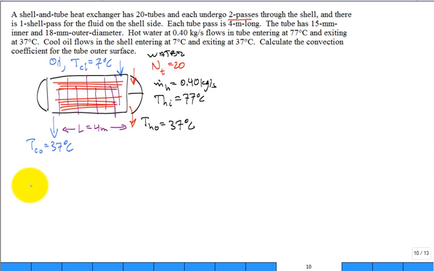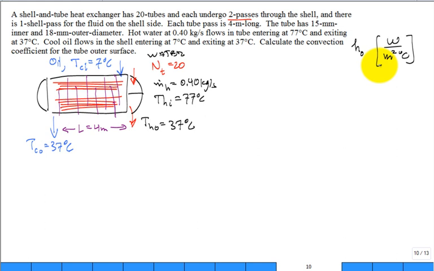So first questions first, what symbol and what expected units for my answer? So we want to calculate an h, but it's on the tube outer surface, so any subscripts on that h? h_o. And typical unit? Okay.